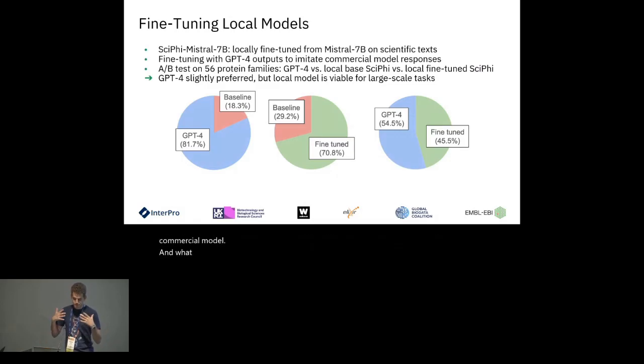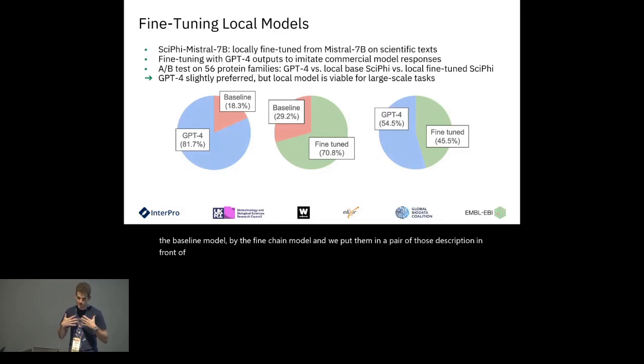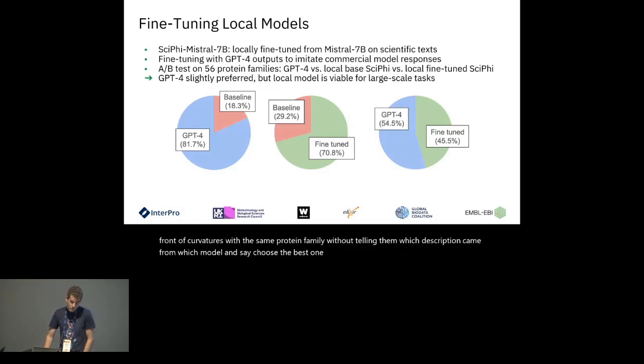And what we did is we took those descriptions generated either by the commercial model, by the baseline model, or by the fine-tuned model, and we put a pair of those descriptions in front of curators, for the same protein family, without telling them which description came from which model, and said, choose the best one. The commercial model was slightly preferred over the fine-tuned one, but that means the fine-tuned model is a viable option if we really want to re-annotate a large scale of protein families.